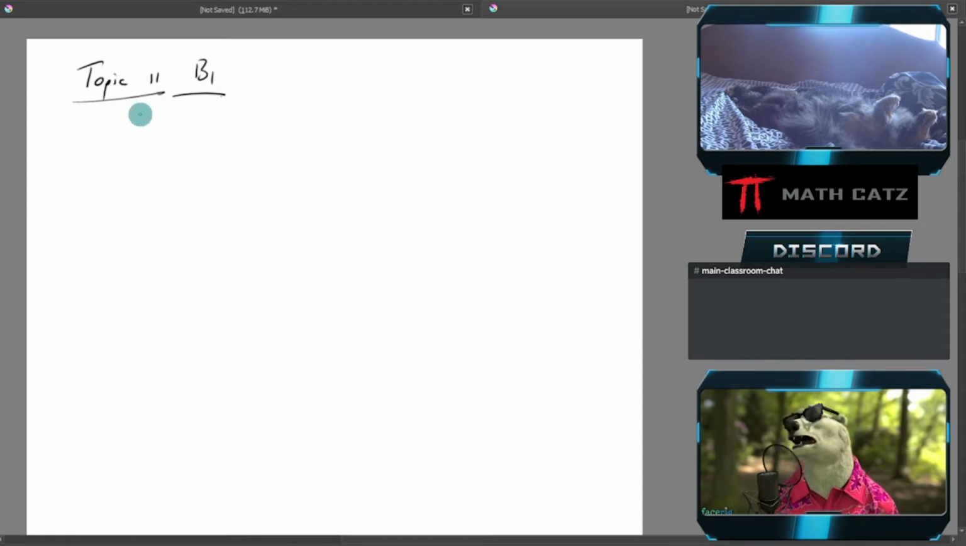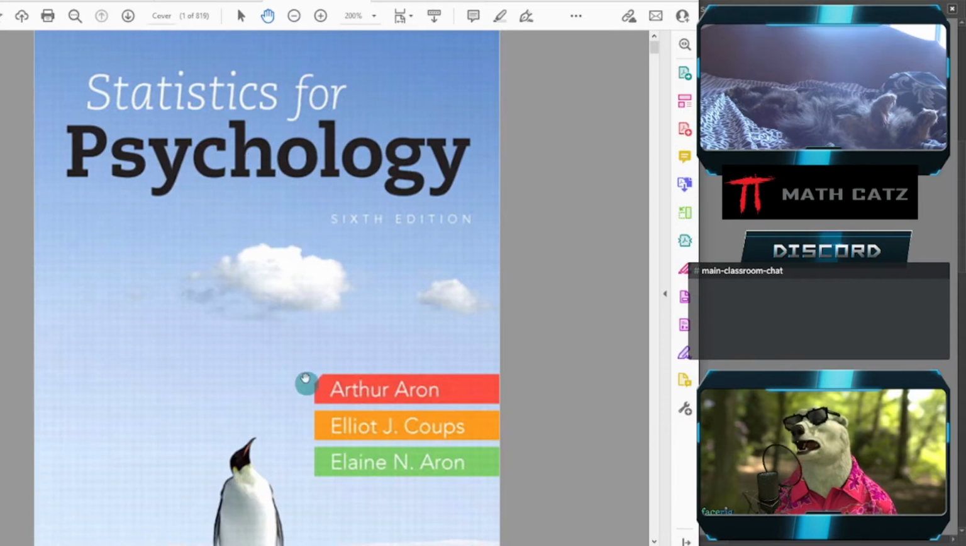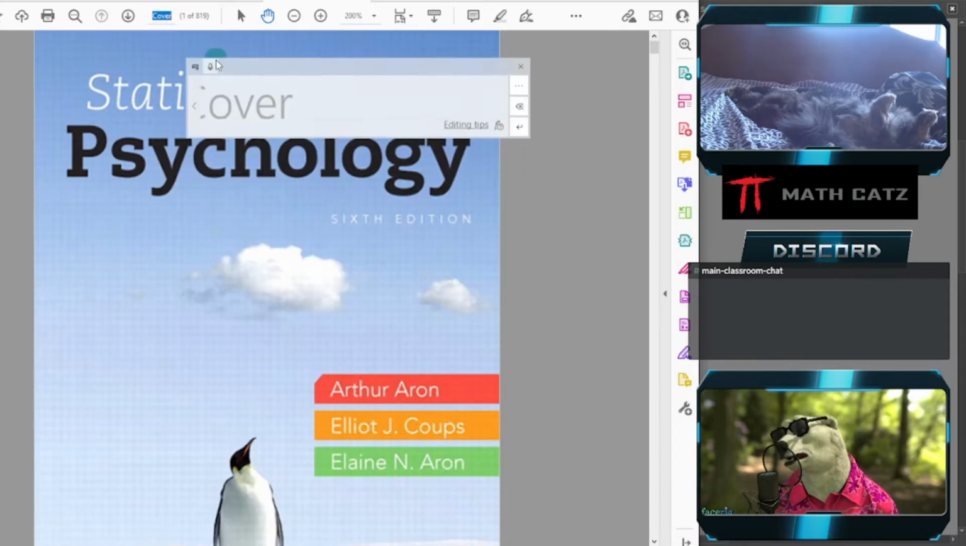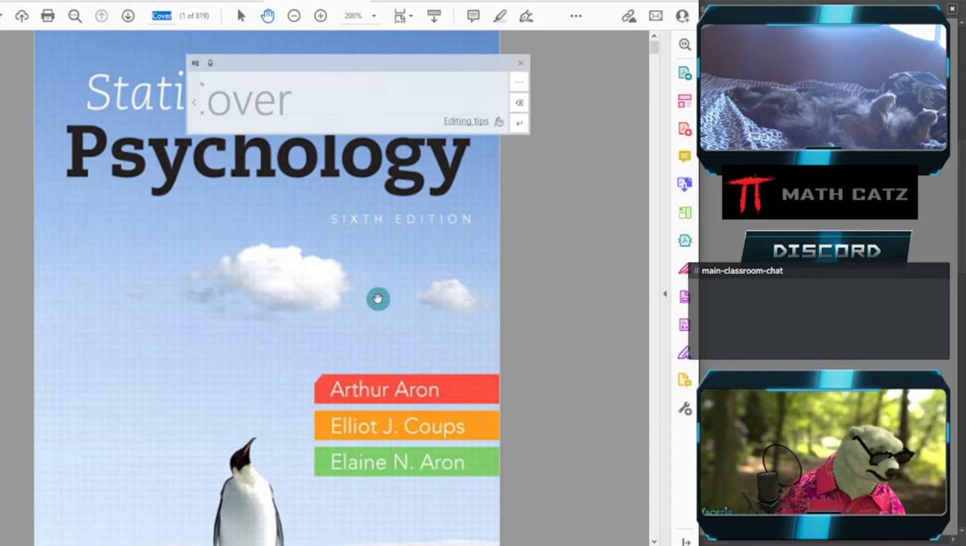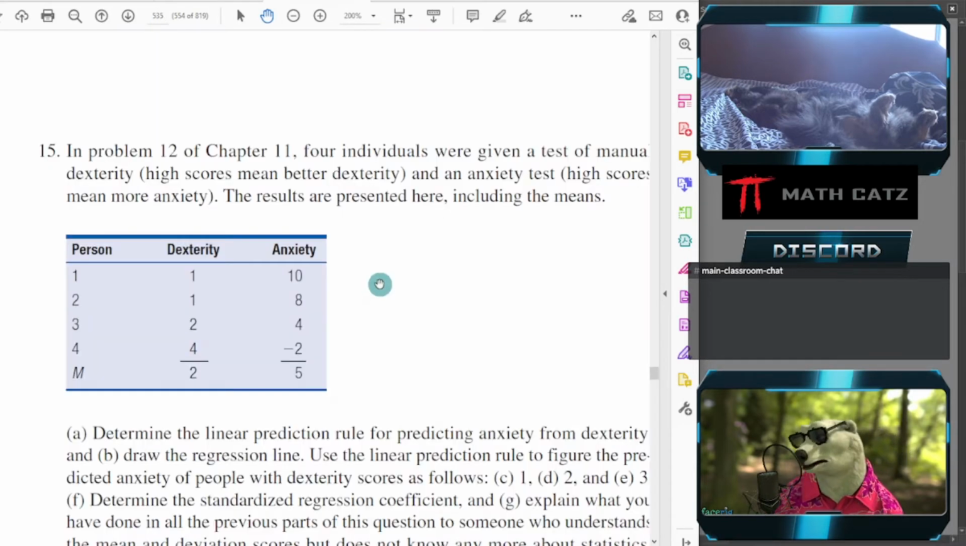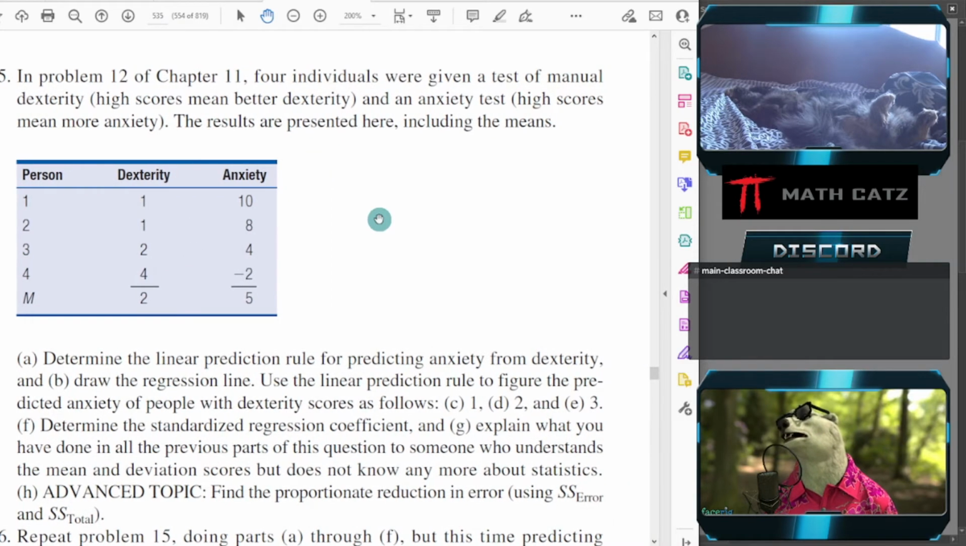So we have already done a lecture on this topic. Now we are looking at a specific, representative problem, and seeing all the things we should be able to do by hand to understand the inner workings behind this type of question. So the book, as always, is Statistics for Psychology, and we're going to go to page 535, looking at problem 15.